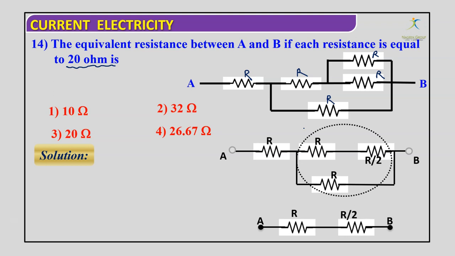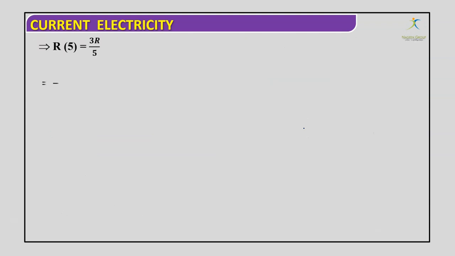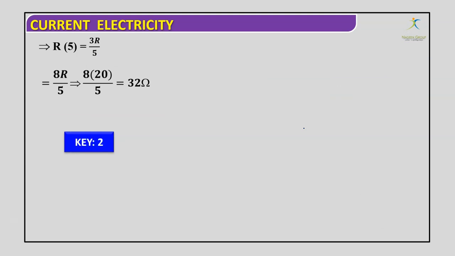Now after solving R and R by 2 in the series, we get 3R by 2 into R divided by 5R by 2. That means 3R by 2, 3R by 5. We just put the value of R over there and get the result, which is 32 ohm. According to this, the correct answer for this question is option 2. Hope you also get the same answer.